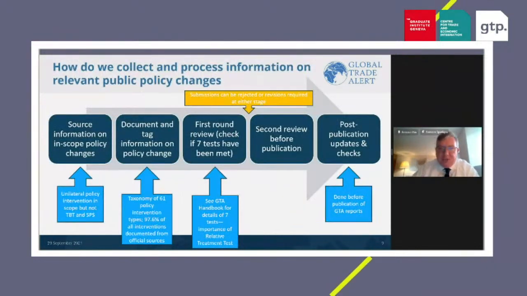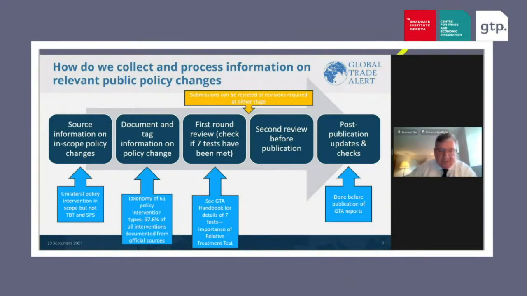How do we collect information? And now we get more into the nuts and bolts. It would be good to think about this in 5 steps. The first step is to think about sourcing information of policy changes which are in scope. Let me tell you a bit about the policies that we seek to document. We are interested principally in unilateral policy interventions by governments. In our view, the multilateral agreements are publicly available, the tariff obligations and bindings are publicly available, regional trading agreements are often on the web. The big data gap is actually at the unilateral level.